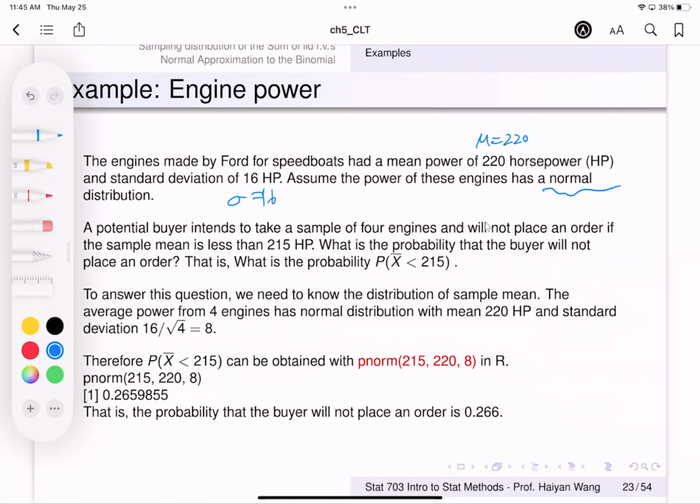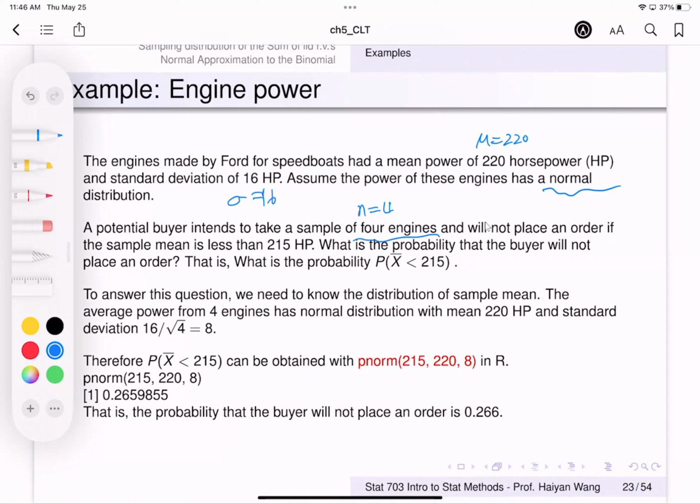A potential buyer intends to take a sample of 4 engines. So this is a sample size of 4. And this buyer will consider 4 engines and look at the average engine power. If it's less than 215, then this buyer will not place an order. So in this case, what's the chance that this buyer will not place an order? It is basically computing the chance that the average from the 4 is less than 215.